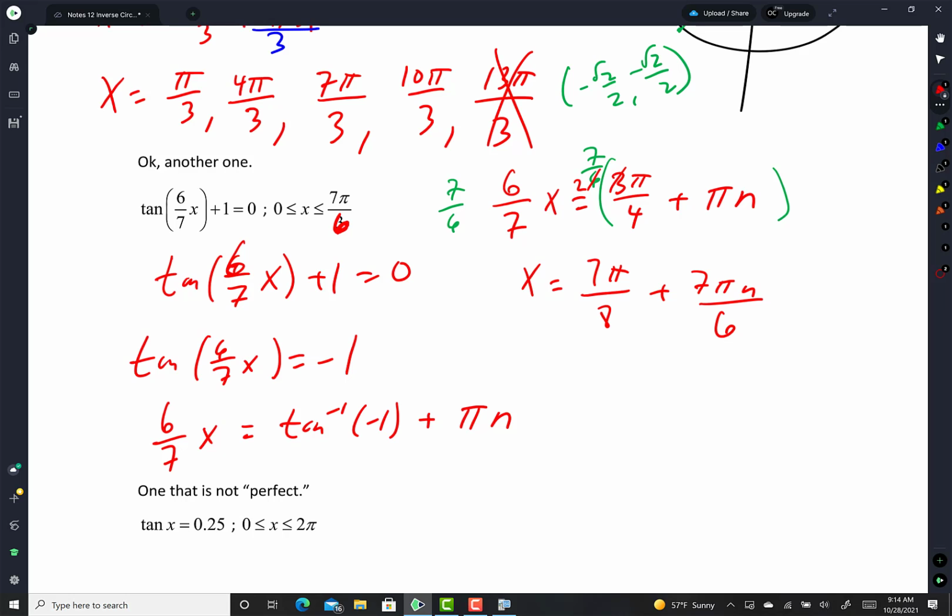Is 7 pi over 3 a bigger number or a smaller number than 7 pi over 6? It's a bigger number, so maybe we should leave it in there. Okay, let's leave it in there. X equals 7 pi over 8 for sure is an answer.